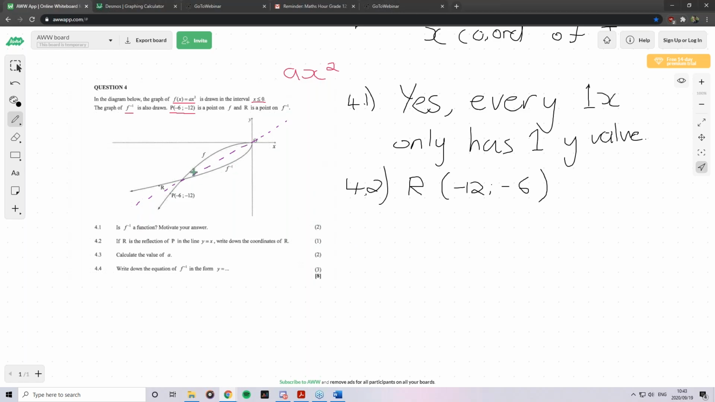If the logic works for x cuts, surely it works for every point. If an x on the f becomes a y on the inverse, and if P's x value is minus 6, then R's value is minus 6. So in essence, to get the reflected points, you're literally just swapping x and y.